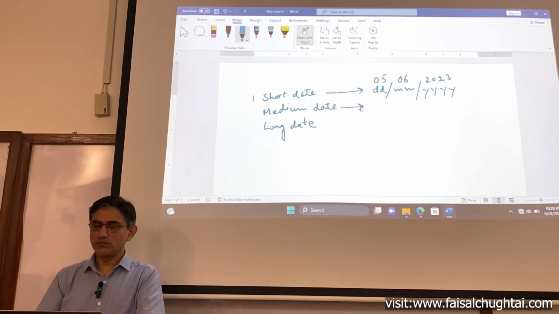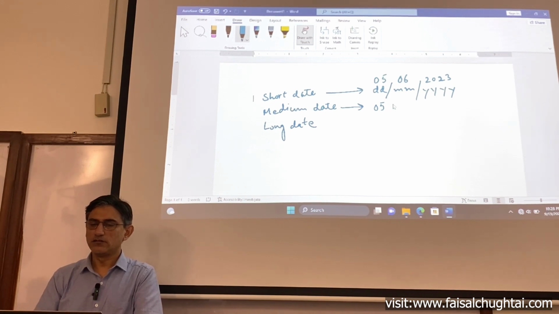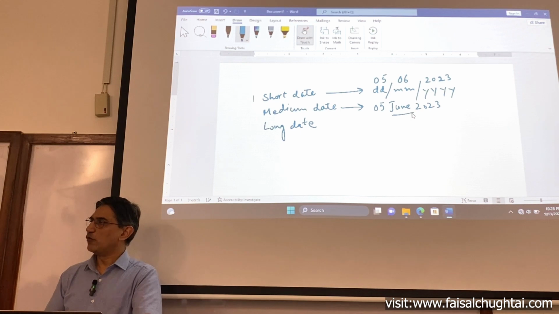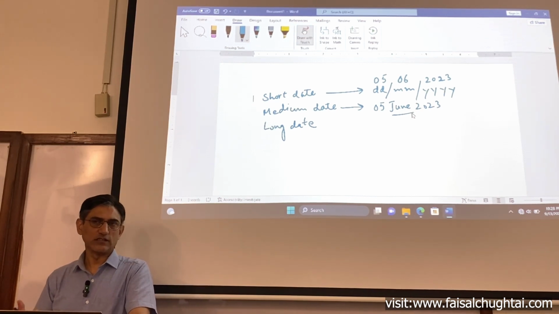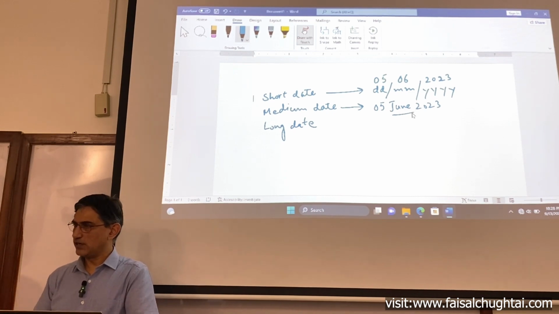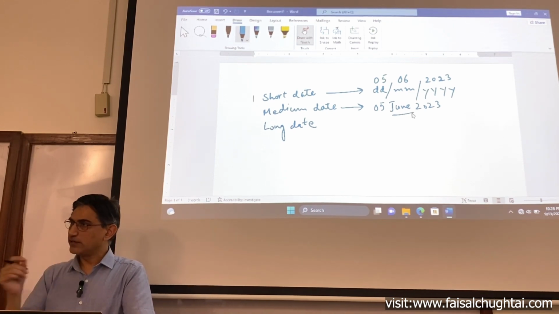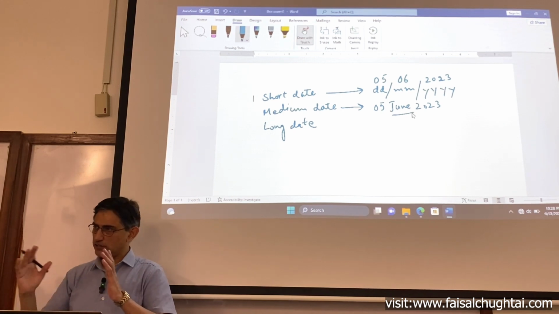Okay, medium date would be something like this. Say for instance, the date we are talking about is this. So if I have to write it in medium date format, it would be like 05 June 2023. So usually the month part would take the form of the word month. जैसे आप लिख रहे हैं June, July, August, whatever, instead of writing it in numeric form. So this is more of a medium date format.